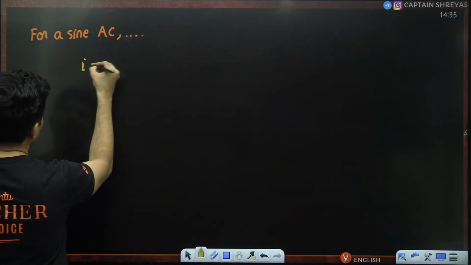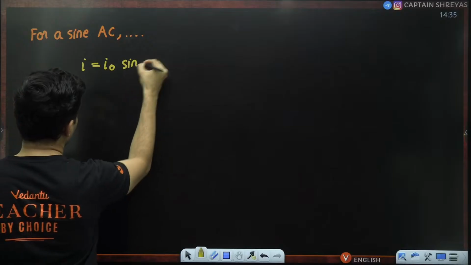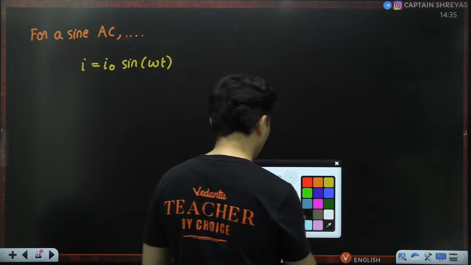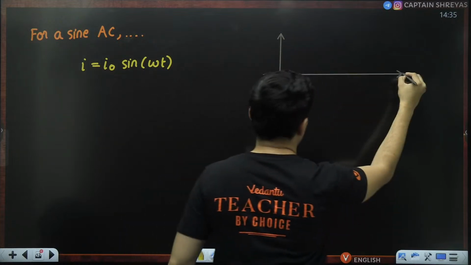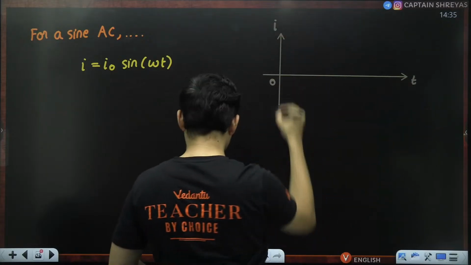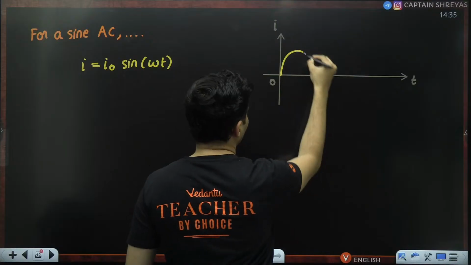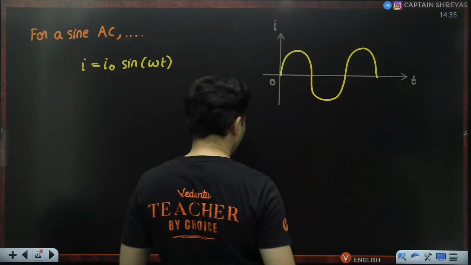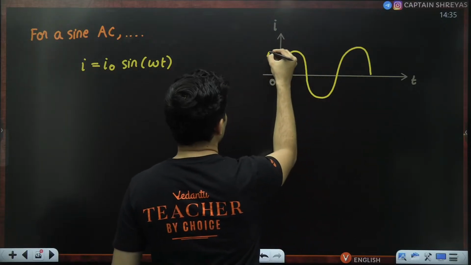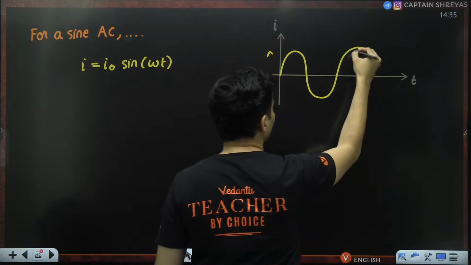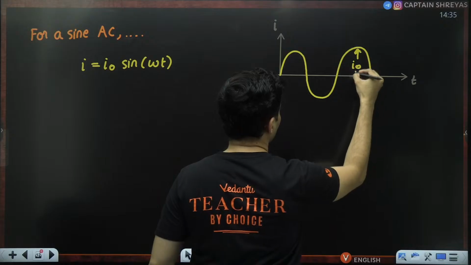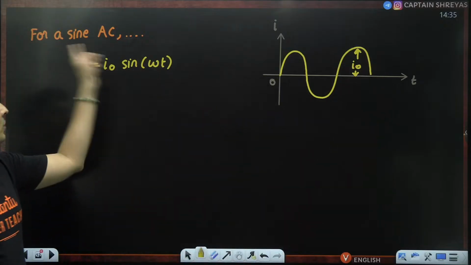Say, for example, we are talking about a sine graph for a sinusoidal alternating current. The current value will be something like I naught sine omega t. Makes sense, because this is how the graph would look. This would be the current, this would be the time, and the graph will go like this: it will increase, decrease. It's a sine value, and this would be your I naught.